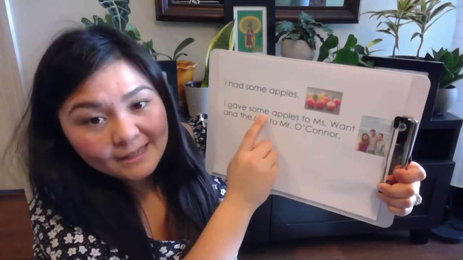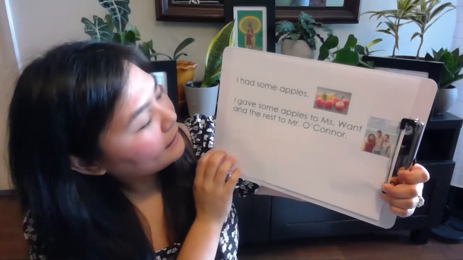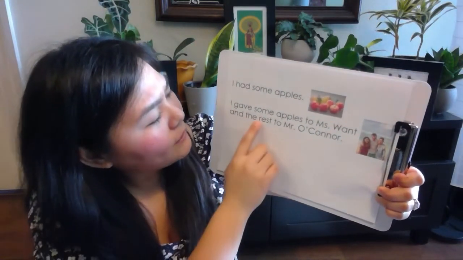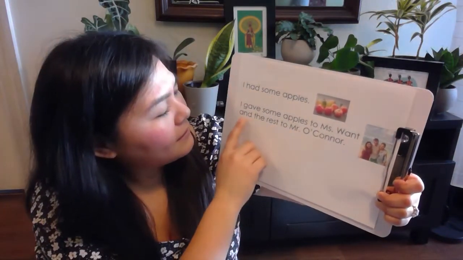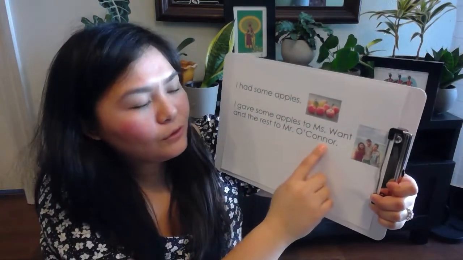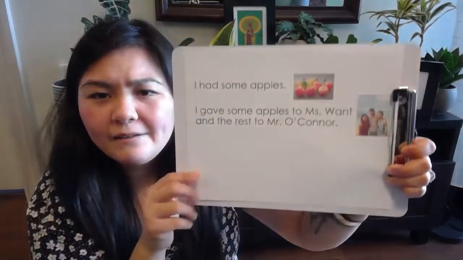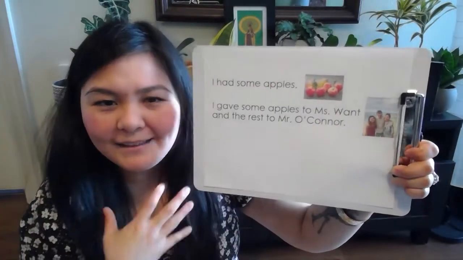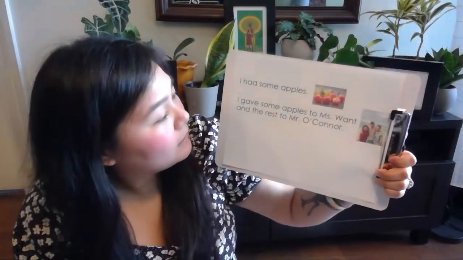I don't see any numerals or quantities still in the story, but I do know that there's math here. Because I see that word some, which means more than one, just like in the beginning. And I know that this word rest is important because it's saying that the character gave the rest of their apples to Mr. O'Connor. So that means that they gave the remaining apples that they had left to Mr. O'Connor and then didn't have any left for themselves.